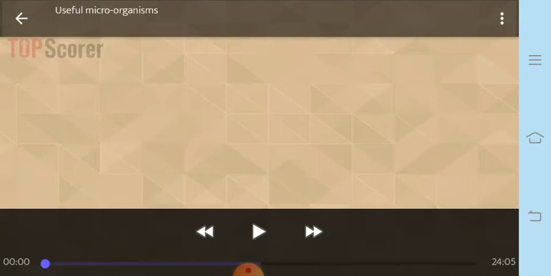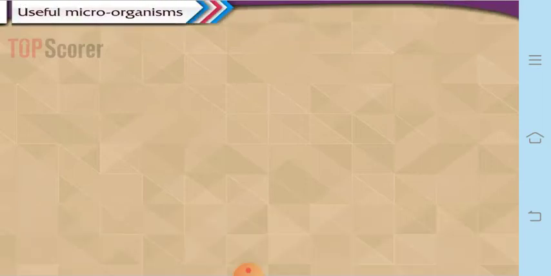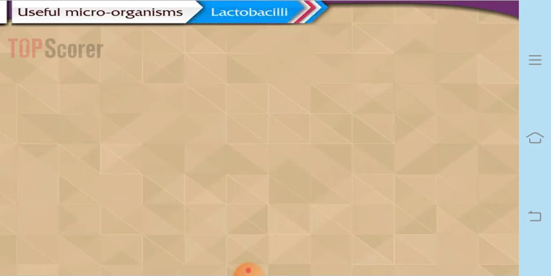We have already started with the lesson useful and harmful microbes, and now let us proceed with the next topic, that is useful microorganisms. In that, first we are going to learn about lactobacilli. First, let us learn how to prepare the slide of lactobacillus so that we can see it under the microscope. Fine. So first you need to take lactobacillus.